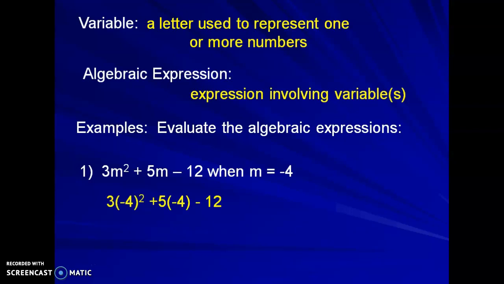Then we're going to look at our order of operations. We have parentheses, but there's nothing going on in the parentheses. There's just a single number. So then exponents, -4 squared would give us 16, and I just rewrote the whole rest of the problem. And then there is no division, so we're going to multiply 3 times 16 and 5 times -4. And finally, we're going to add 48 and -20 and -12 and get 16.